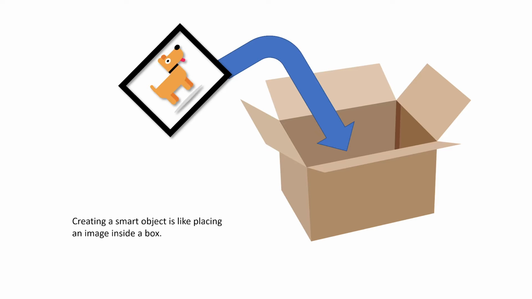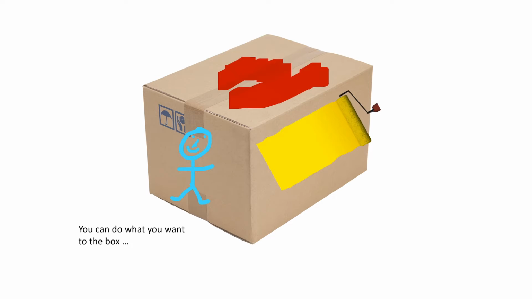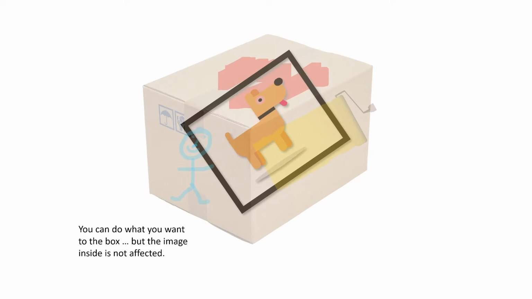So a smart object is like taking an image and placing it inside a box. The box protects the image inside. You can do what you want to the box itself, but the image inside is not altered by whatever you've done to the box. Externally, you may be changing the appearance of the image a bit, but the actual image inside the smart object hasn't been changed.